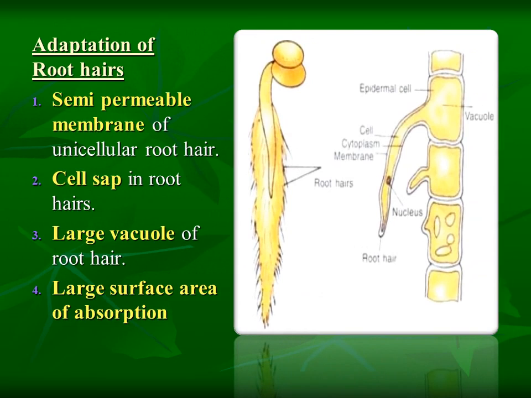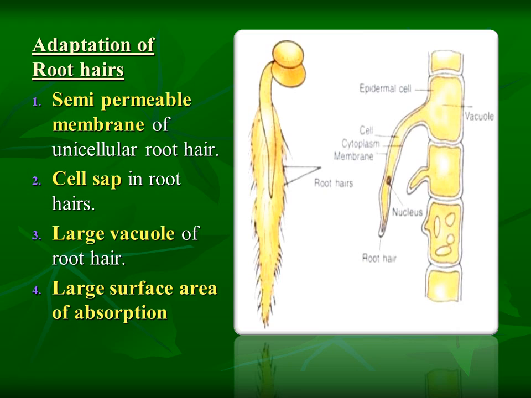Now first let us have a quick look at the diagram of the root hair. On the left is the normal version of the root hair as is seen with our naked eyes. On the right is the magnified version where you can see the epidermal cells and how it is elongated to form the root hair, the vacuole inside which the cell sap is present, and the normal parts of the cell, that is cell wall, cytoplasm, membrane and the nucleus.